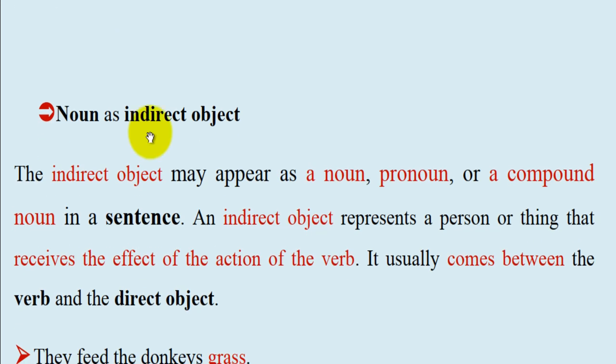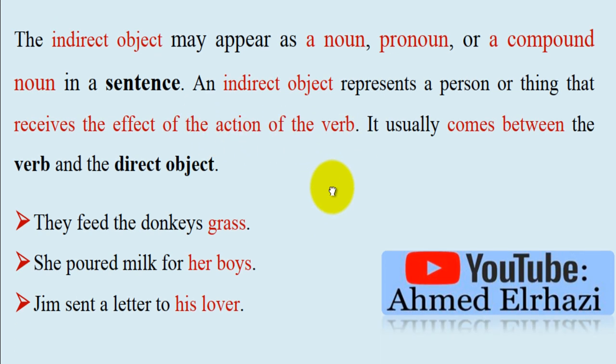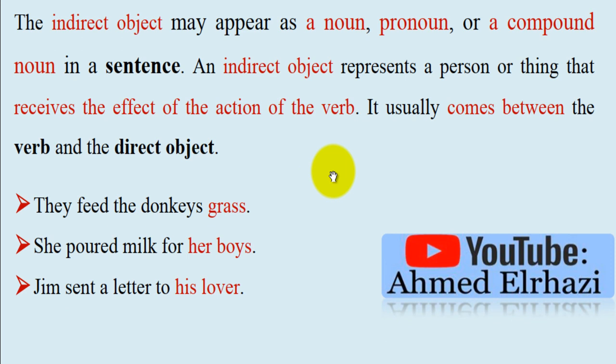Noun as indirect object. The indirect object might appear as a noun, pronoun, or a compound noun in a sentence. An indirect object represents a person or thing that receives the effect of the action of the verb. Remember this one, that receives the effect of the action of the verb. It usually comes between the verb and the direct object.